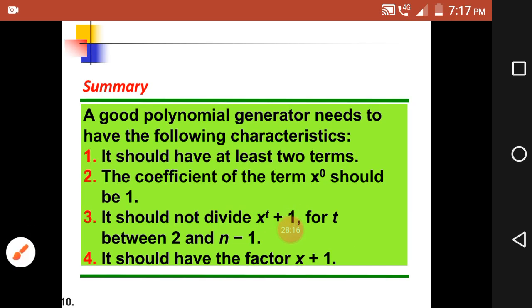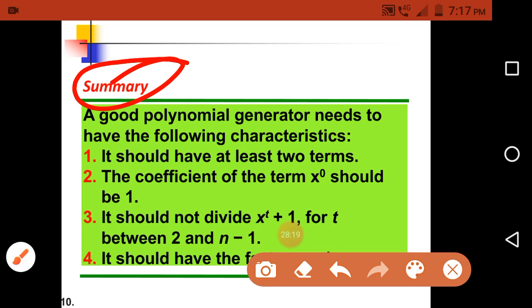Okay, this is the summary here. A good polynomial generator needs to have the following characteristics. As we already discussed, for the single bit error, it should have at least 2 terms. The last coefficient, that is, the coefficient of x raised to 0, must be 1. Okay, that is the second one. The coefficient of x naught should be 1, to detect the single bit error.